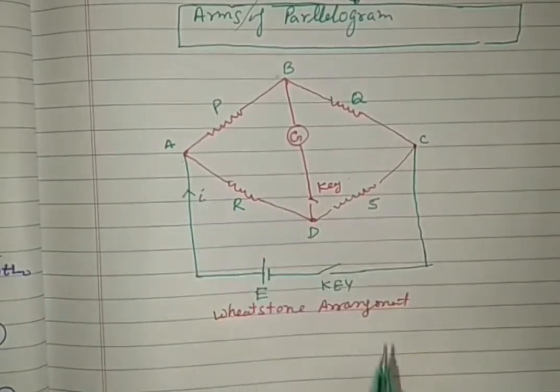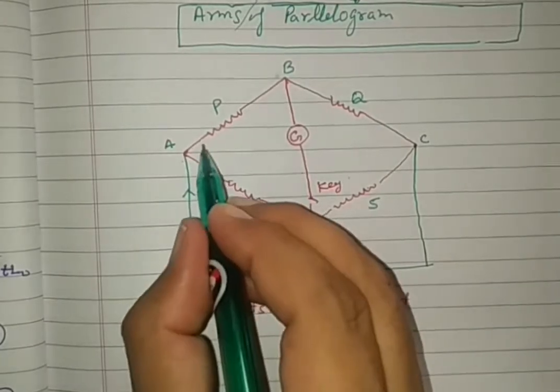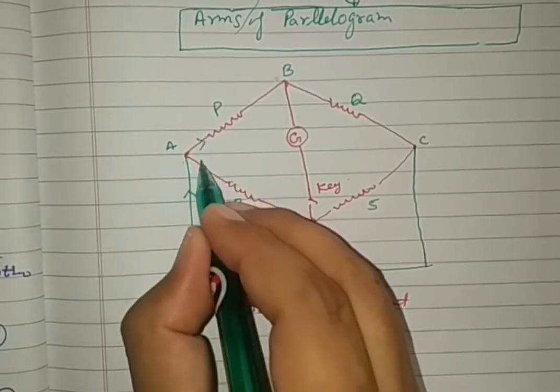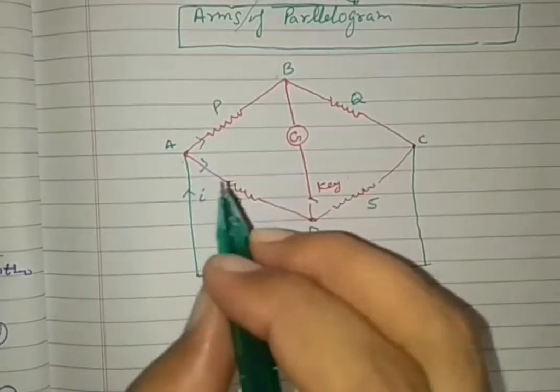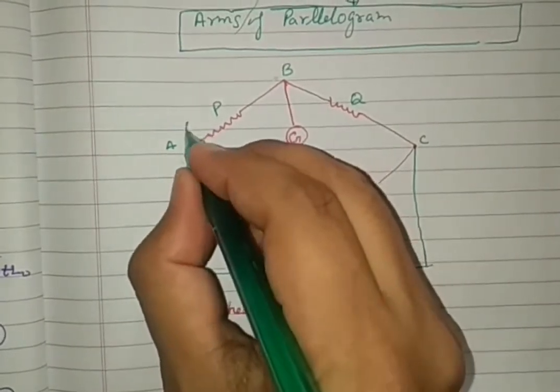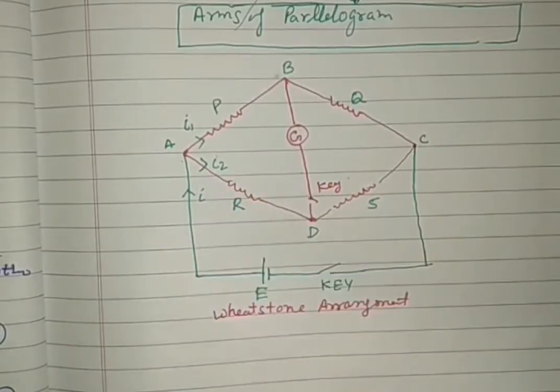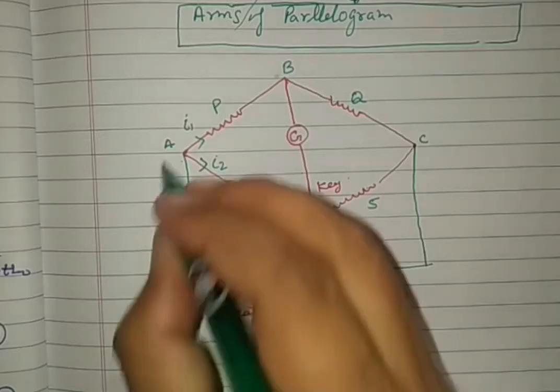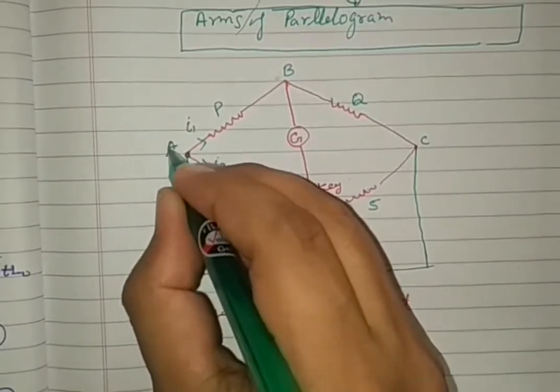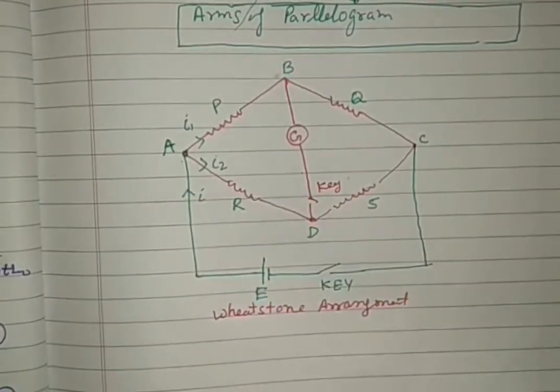Right? Here, with the cell, current I is flowing. Let this current be I. When it reaches A, it is divided into two parts, I1 and I2, at junction A. Right? Now see, this is called the Wheatstone bridge.